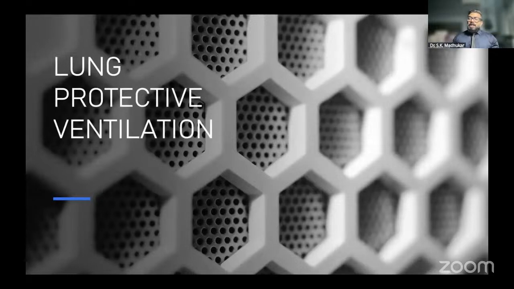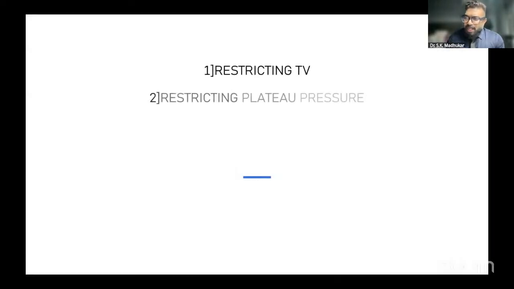So let's come to lung protective ventilation. With these basic understandings in mind, we will move to understand lung protective ventilation. It is the ventilation strategy where your lung has to be protected against barotrauma, volutrauma, or atelectrauma. How are we going to do this? Lung protective ventilation has three strategies: restricting the tidal volume, restricting the plateau pressure that we just discussed below 30 centimeter of H2O, and providing a high PEEP.